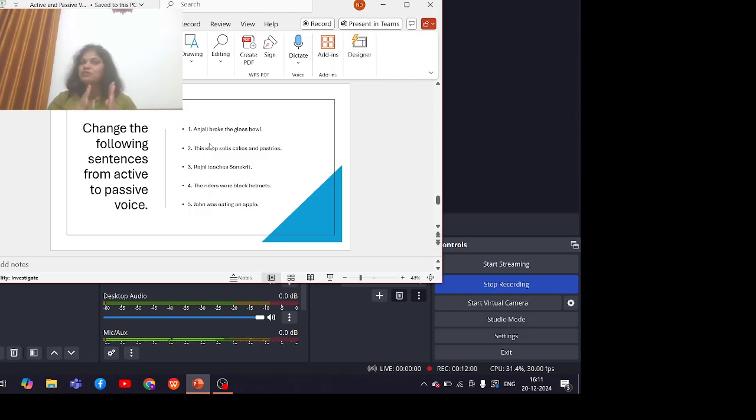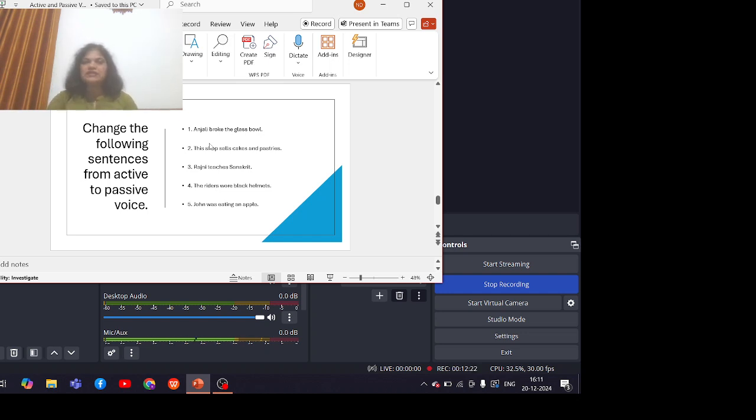The glass bowl was broken. So you have to use was helping verb plus third form of the verb. Break, broke, broken. So you have to use the third form of the verb. So the glass bowl was broken by Anjali.